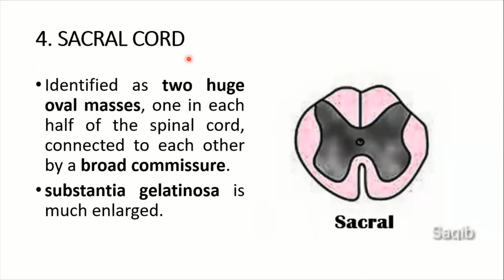So the sacral cord, coming next, below down, is identified as two huge oval masses, right, on each half of the spinal cord, connected to each other by a broad commissure. You see, this is the broad commissure and the huge oval masses on each side of the body. Substantia gelatinosa is much enlarged in both sides.